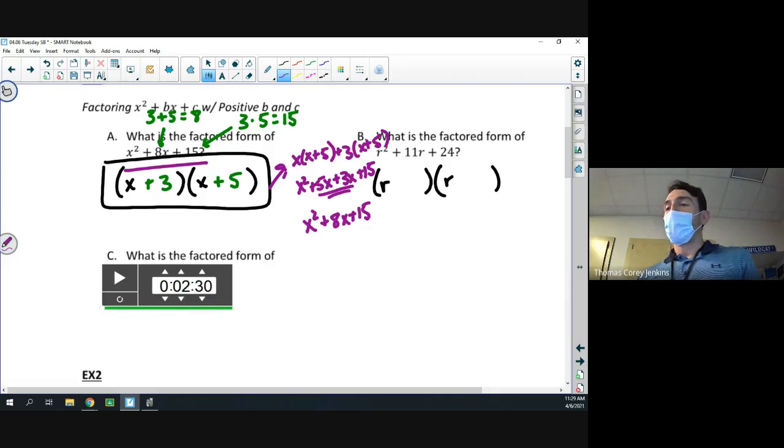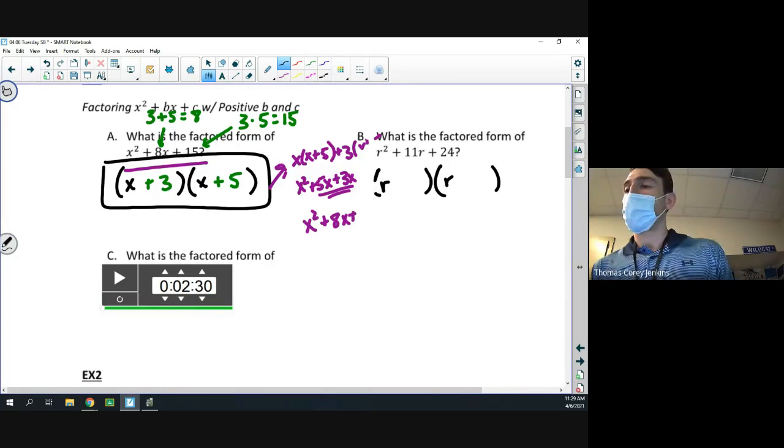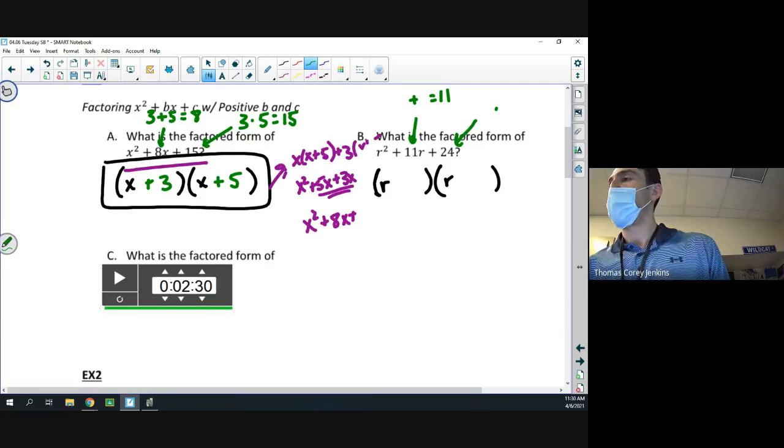All right, so looking at the next problem, I'm going to just go ahead and clear a little space there. So we know it's going to be r plus or minus something times r plus or minus something. So then we go into the thought process. What's going to add to give me 11? What's going to multiply to give me 24?